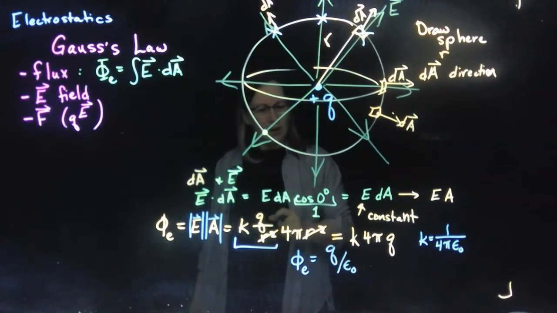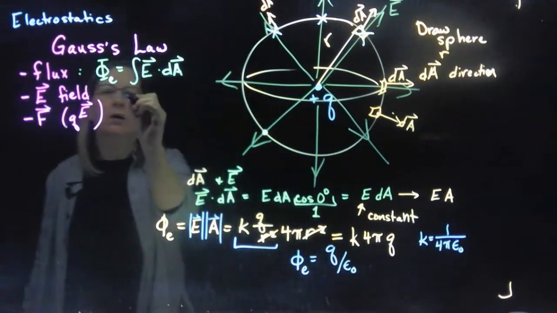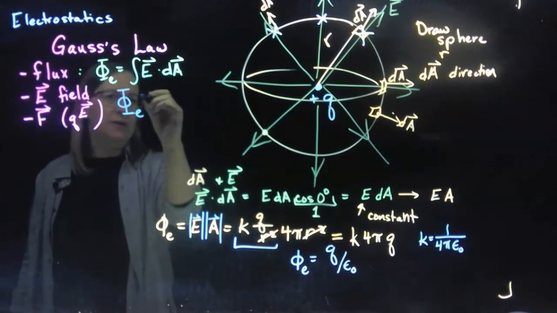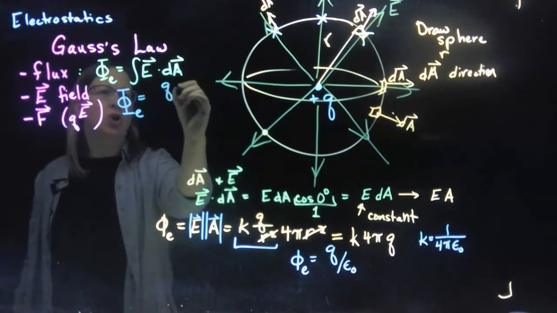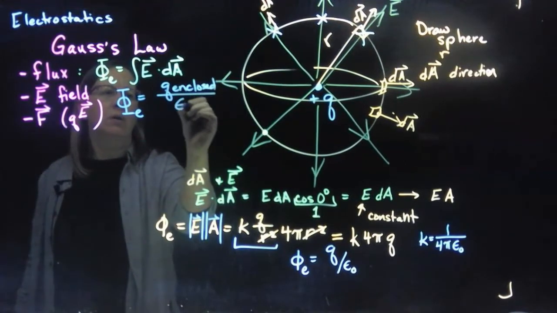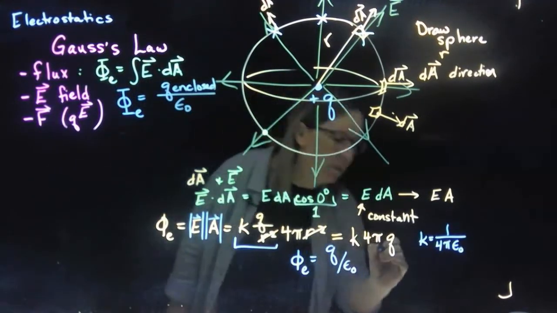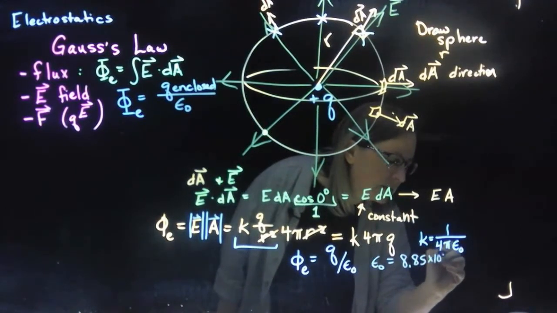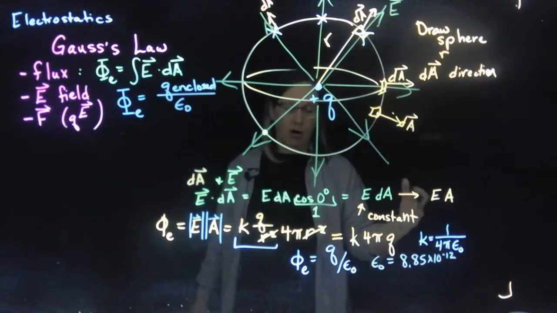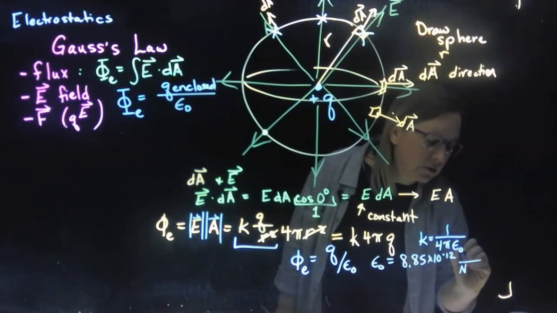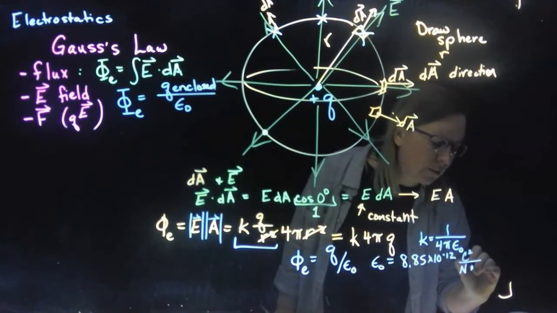So here's what we get, and this is really Gauss's law: the flux through a surface is equal to however much charge is enclosed, or inside, over this constant, epsilon naught. And just as a reminder, epsilon naught is equal to 8.85 times 10 to the minus 12. Its units are 1 over the units of K, so that would be newtons, coulombs squared, meters squared.